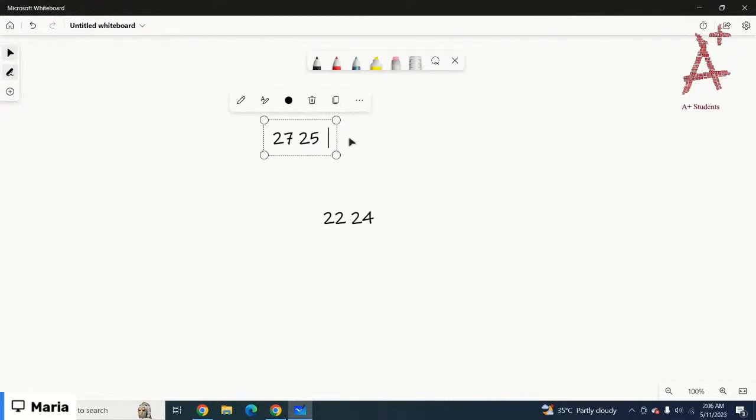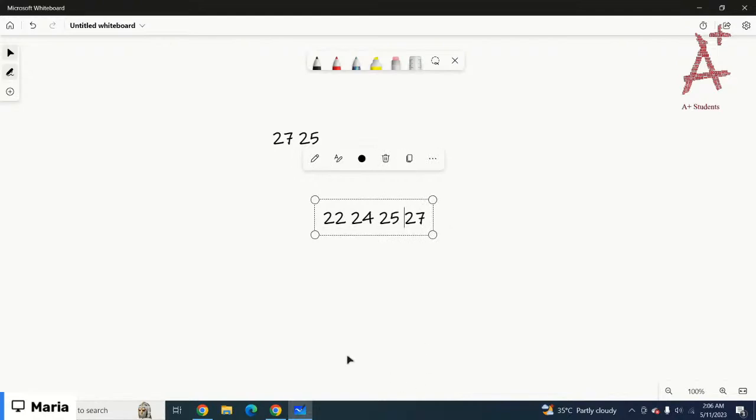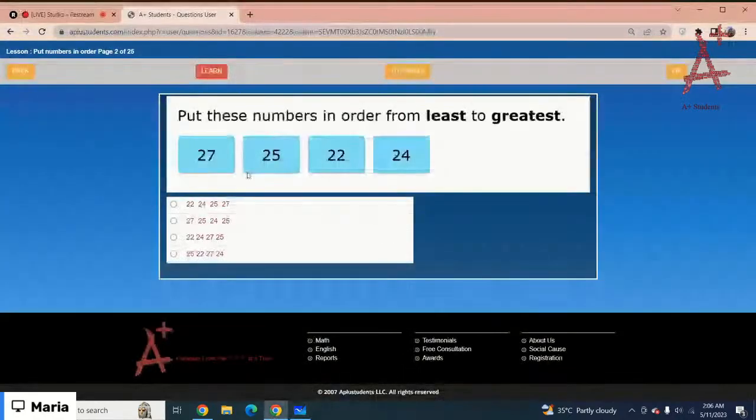Now you're left with just two numbers. You can see which number is the least one. That would be 25 and then 27. So when you arrange them in least to greatest order, it would be 22, 24, 25, and 27. Got it? Yes, very good. It would be option number one is the correct option.